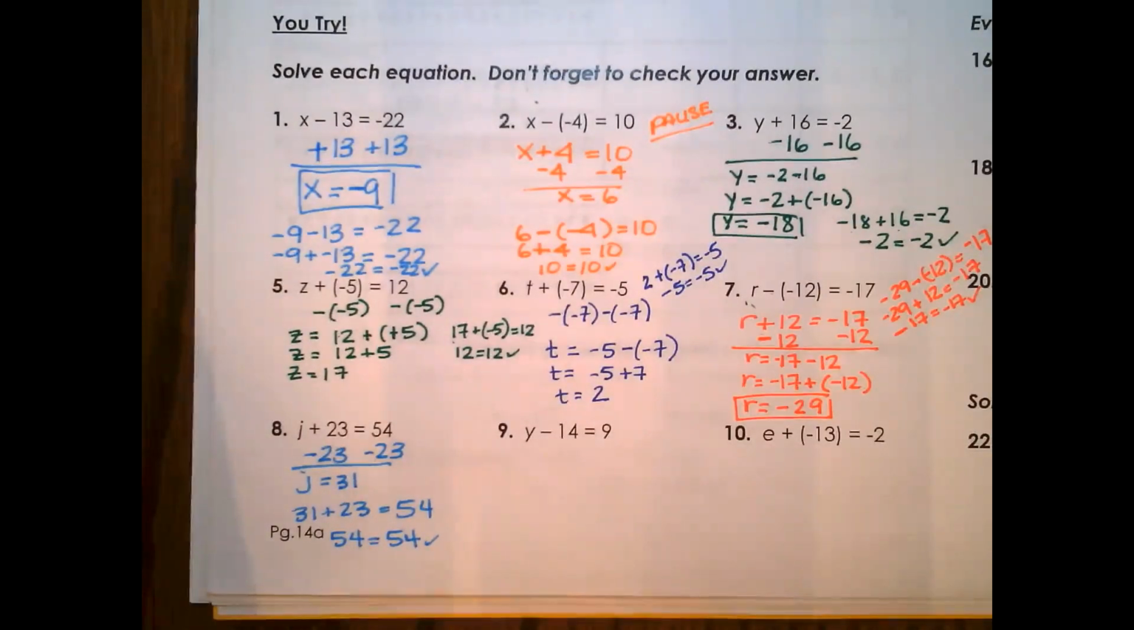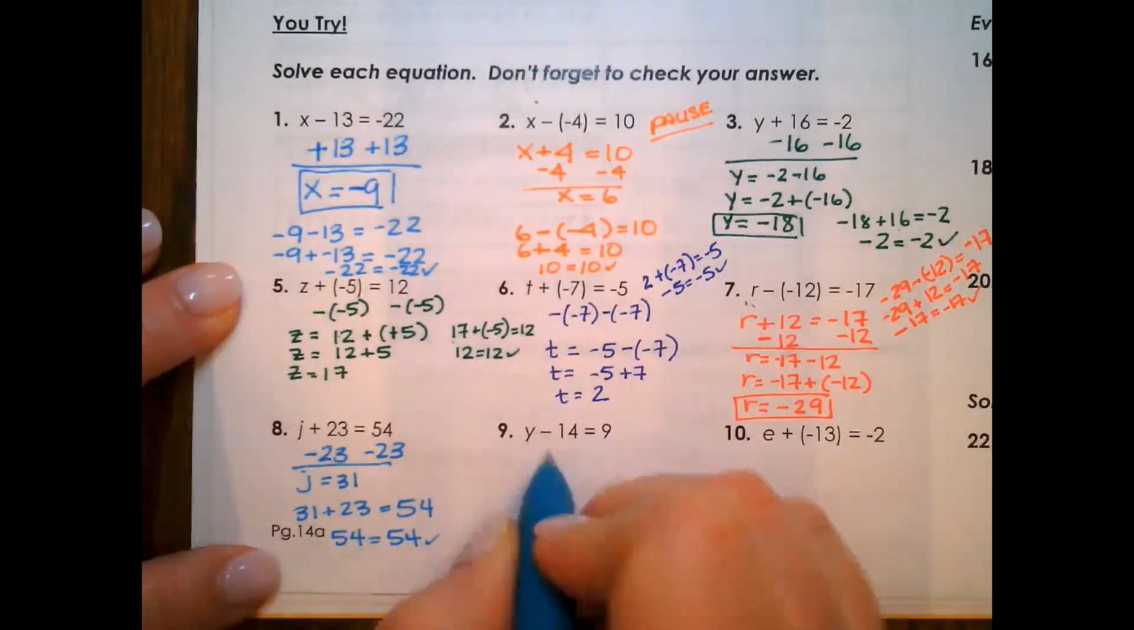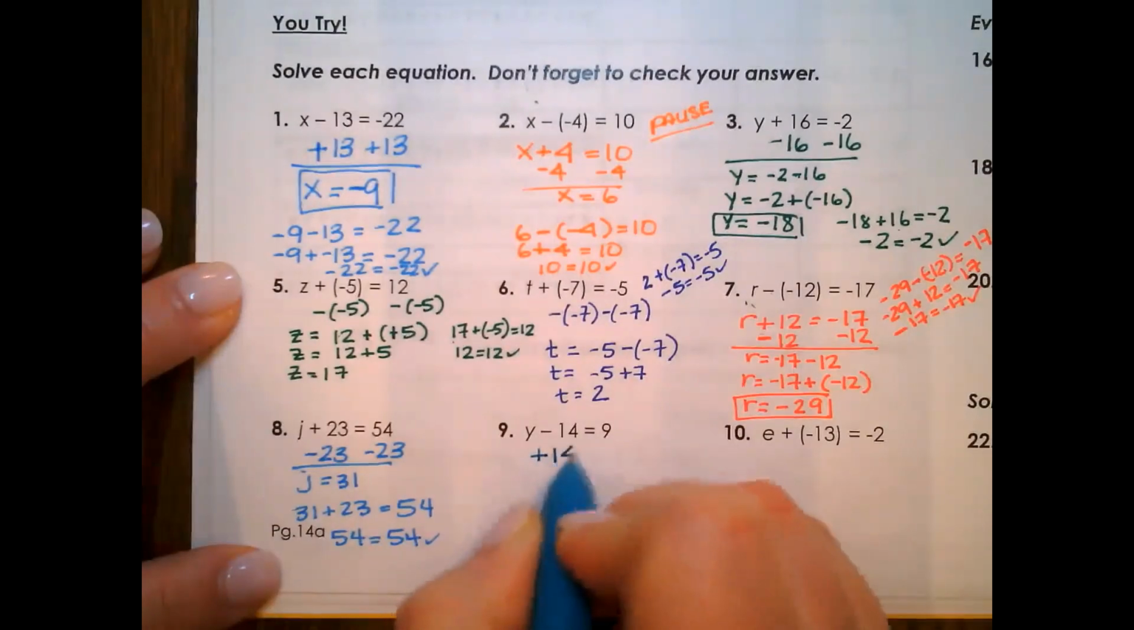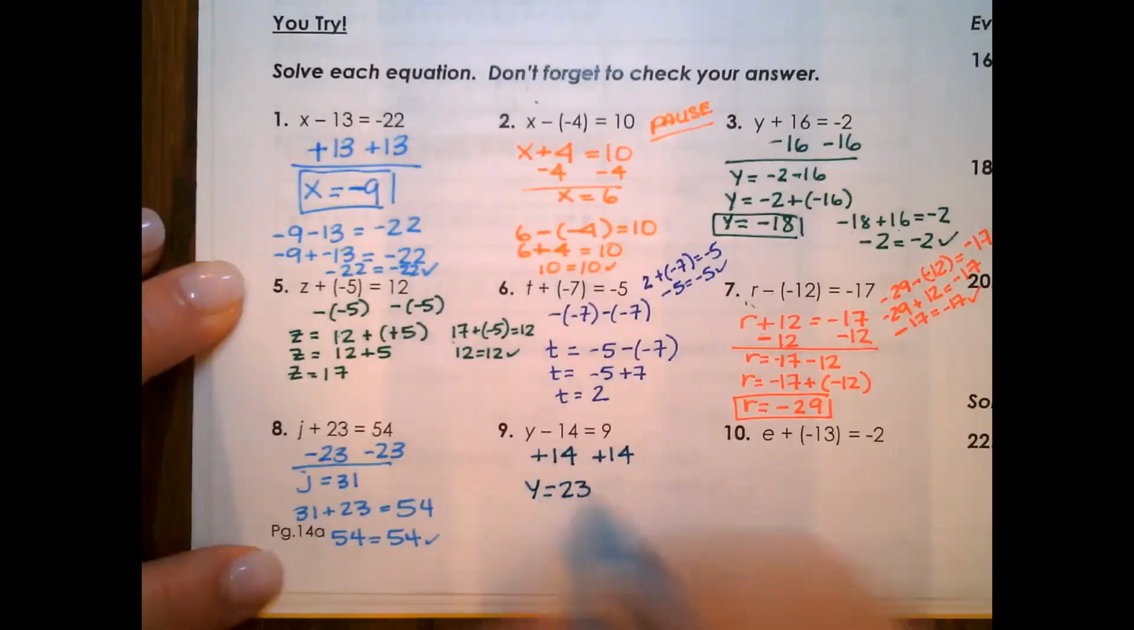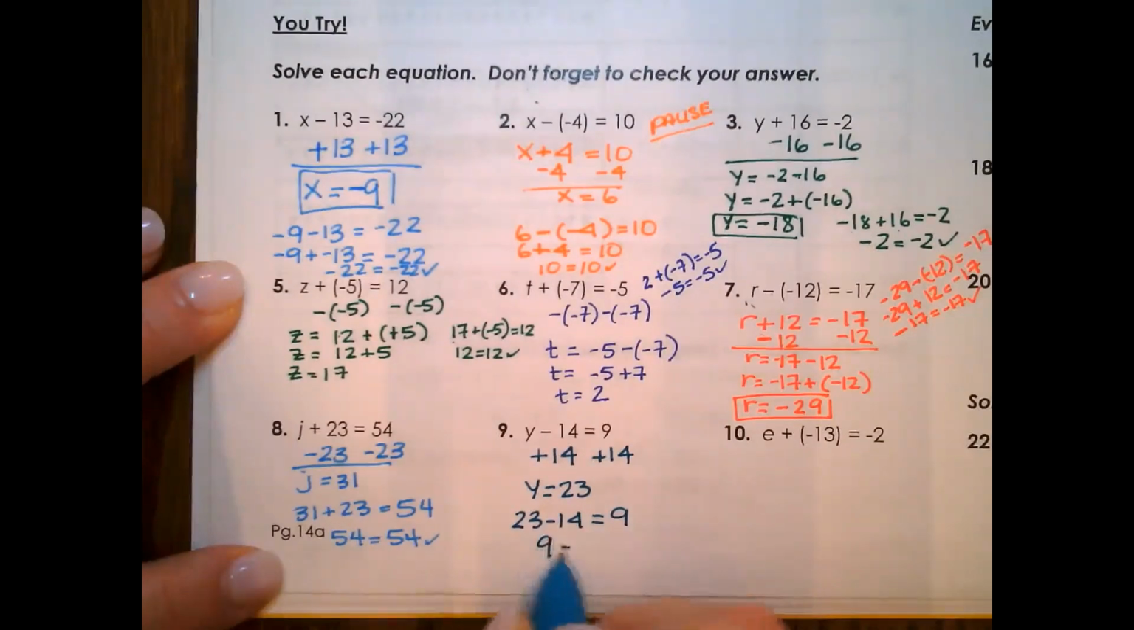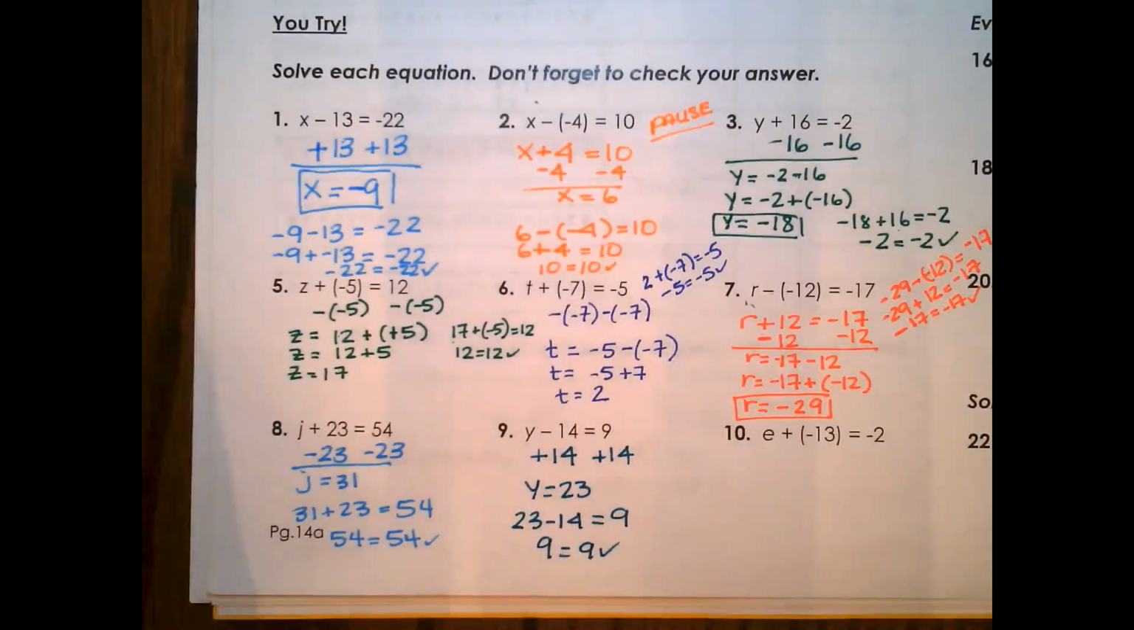Question number 9. We're going to subtract a positive 14. So the inverse of that is adding 14 to both sides. Y will equal 23. I can check it by doing 23 minus 14 should equal 9. That does equal 9, so I know I'm good.